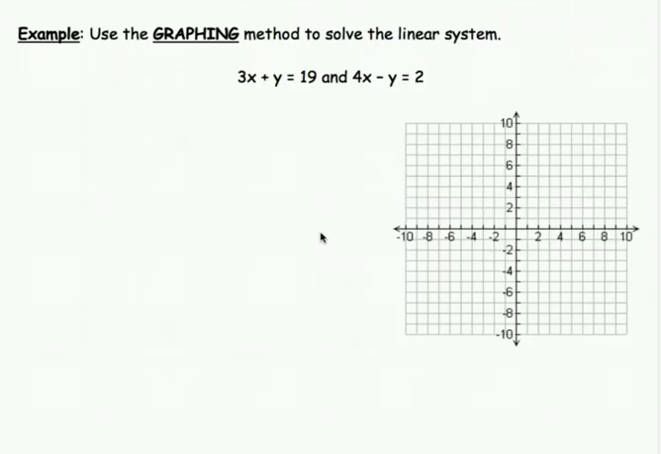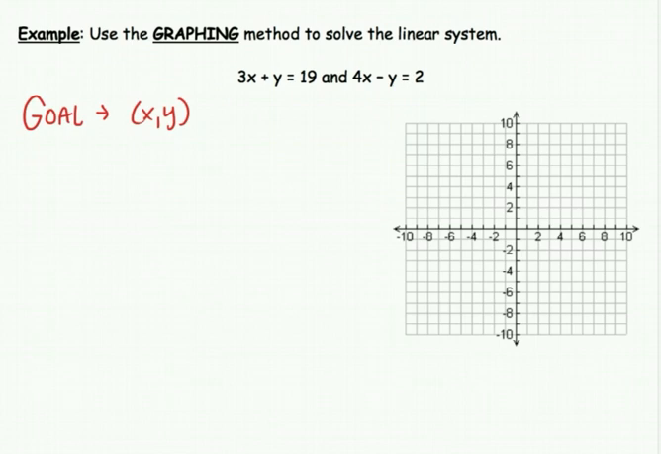We're going to start here with the graphing method. We're going to take this linear system here. Remember, we say linear system because we have more than one equation to deal with, and we're trying to find a solution that works for both of the equations. So we're going to solve the system and try to find that x and y value that works for both of them.